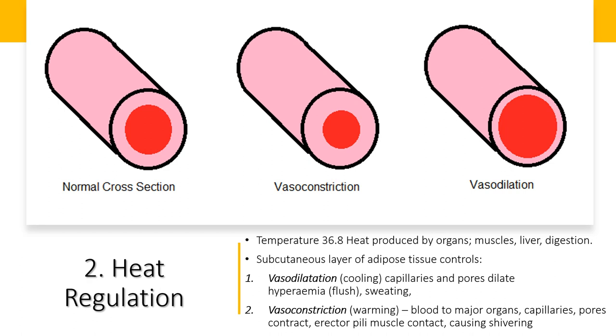Vasoconstriction happens when we need to keep warm and we're feeling cold. So vasoconstriction has a warming effect on the skin, and the blood to the major organs, capillaries and pores contract. The erector pili muscles contract and we start shivering to keep ourselves warm.